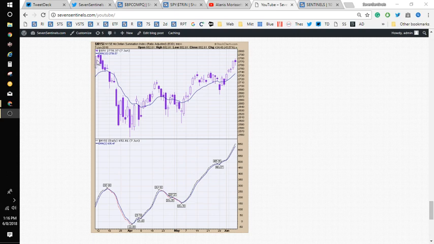Here's a 6-month chart of the Standard & Poor's 500. Below that you can see a chart of the summation index. And again, if the summation index is producing a negative number, then Sentinel number 3 is in a downtrend. If the summation index is a positive number, then the Sentinel number 3 is in uptrend.